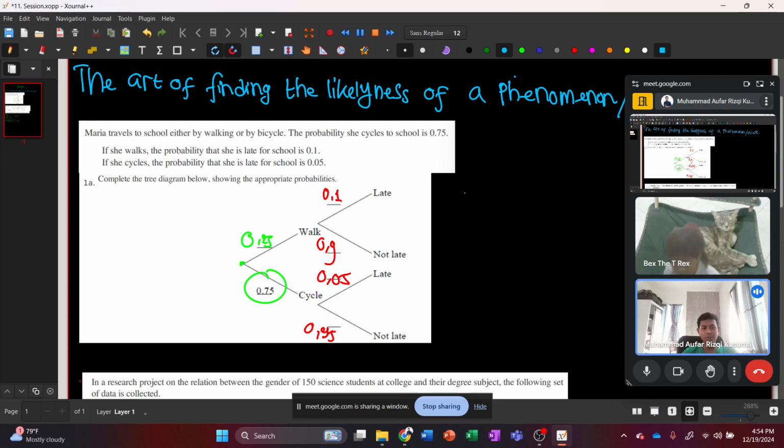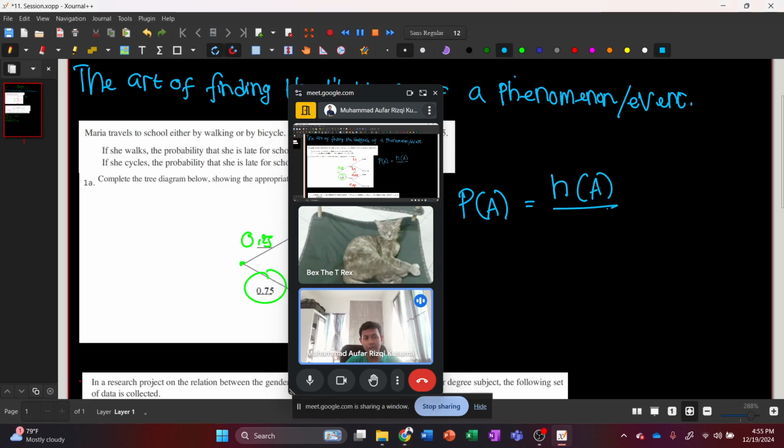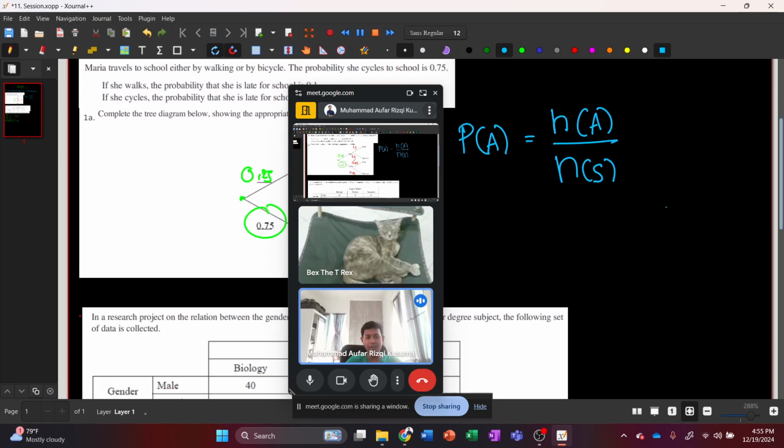So if you want to find the probability of A, for example, an event A, you can find the probability by taking the number of A divided by the total samples, the total population. Let's call it S. Do you understand this?